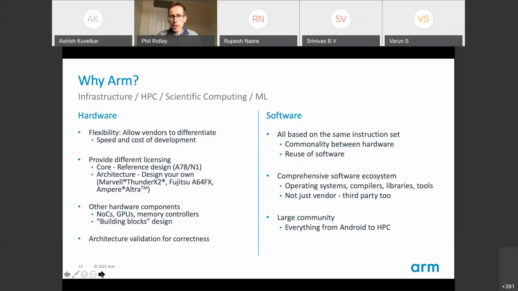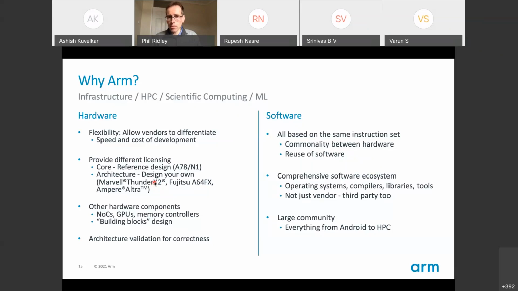And one way we achieve this is by having either the core or architecture licensing model to choose from, and you can see by the examples here, just to remind us that for the core design, you can have something like a Cortex A78 or a Neoverse N1. The architecture design, you may recall that there's an ARM-based HPC processor, the Marvell ThunderX2.